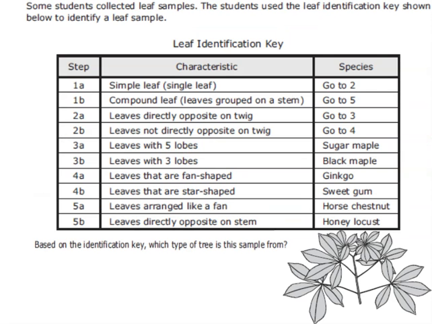All right, this was a plant key. It says some students collected leaf samples. The students used the leaf identification key shown below to identify a leaf sample. So based on the key, which type of tree is the sample from?